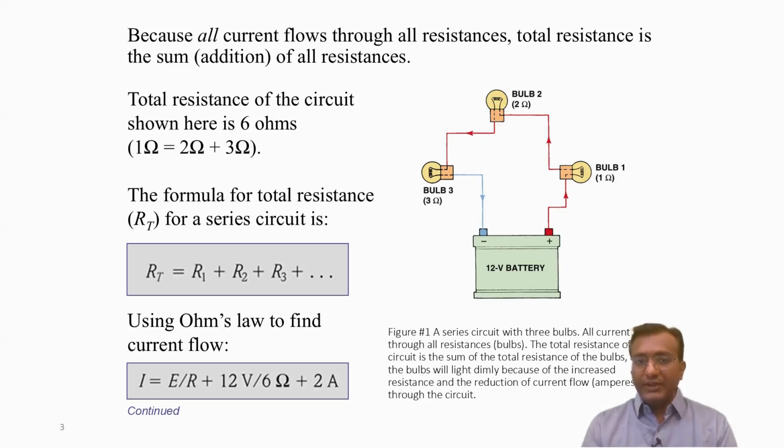So we can calculate the current flowing by using Ohm's law. Current I is equal to voltage divided by resistance. It gives 12 volts divided by 6 ohms, which is equal to 2 amperes. Now 2 amperes of current will be flowing through each load.